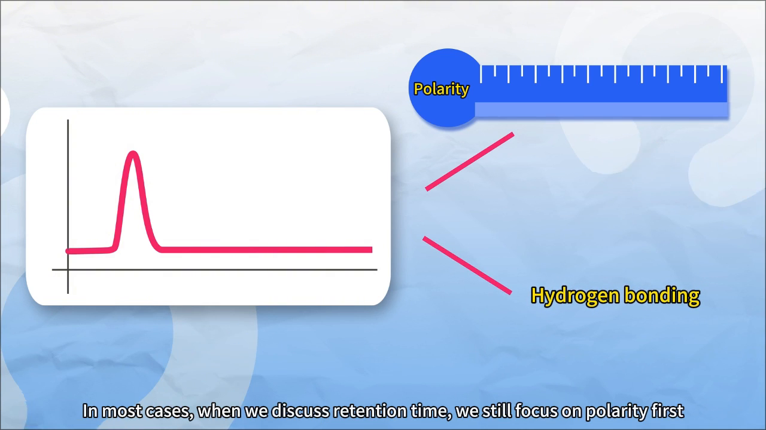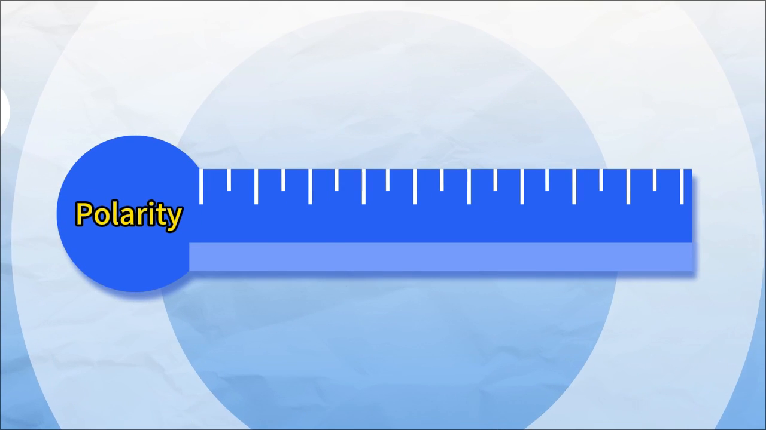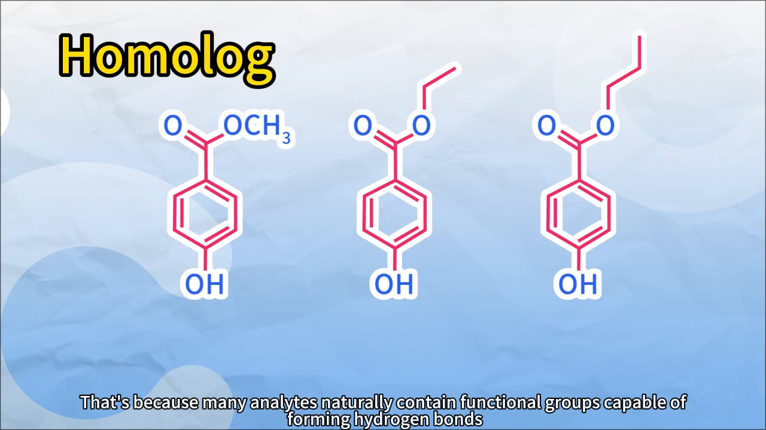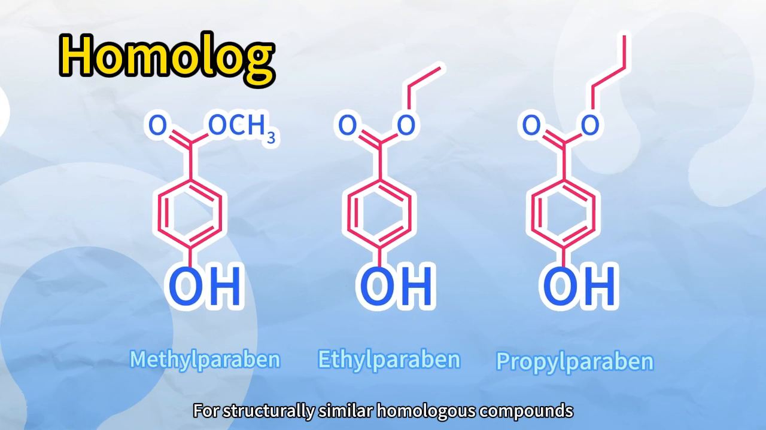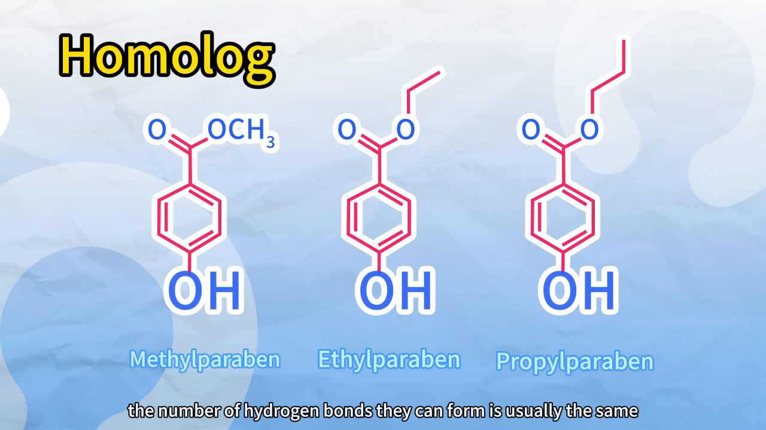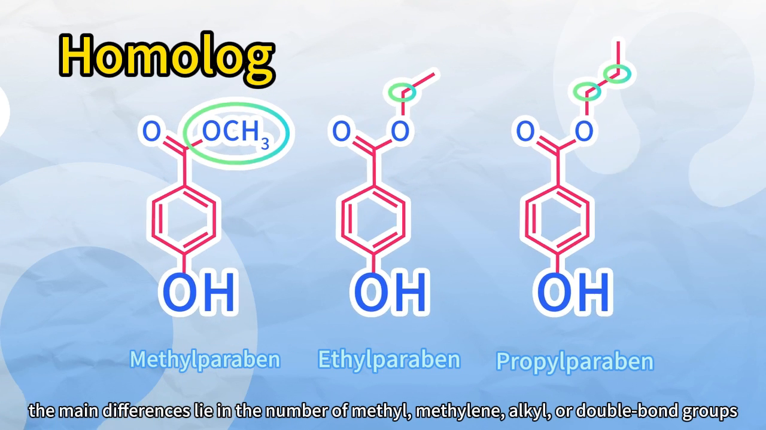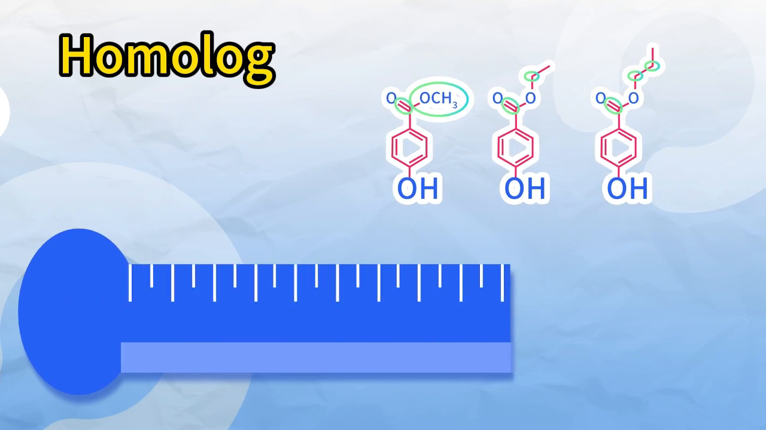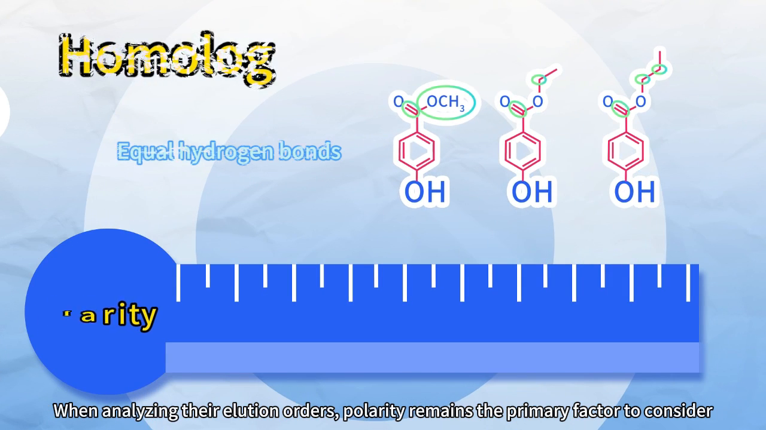In most cases, when we discuss retention time, we still focus on polarity first. That's because many analytes naturally contain functional groups capable of forming hydrogen bonds, such as hydroxyl groups. For structurally similar homologous compounds, the number of hydrogen bonds they can form is usually the same. The main differences lie in the number of methyl, methylene, alkyl, or double bond groups. When analyzing their elution orders, polarity remains the primary factor to consider.